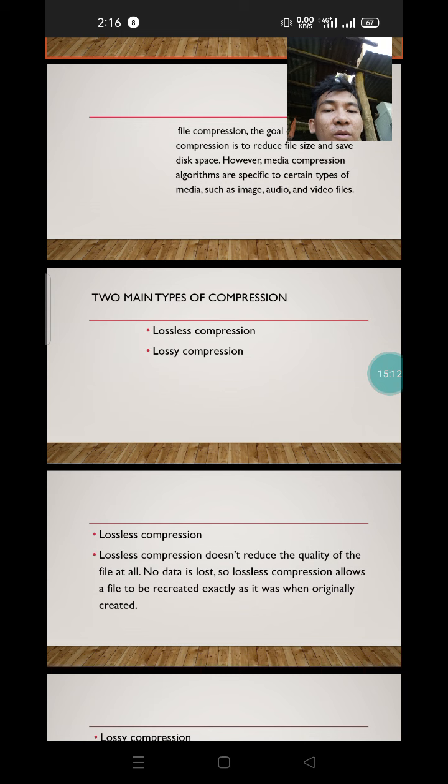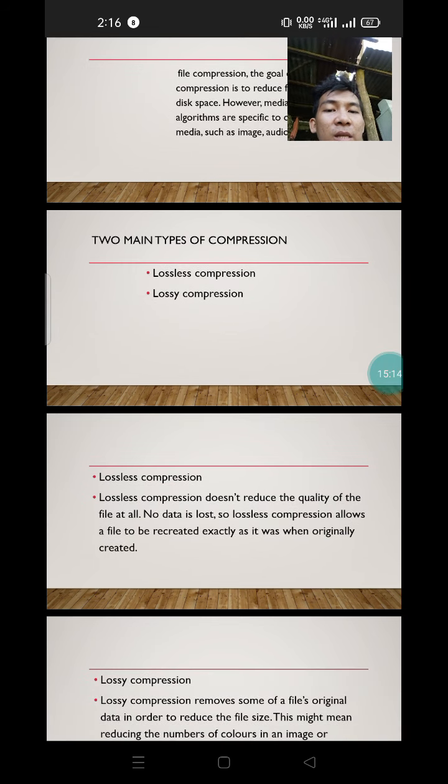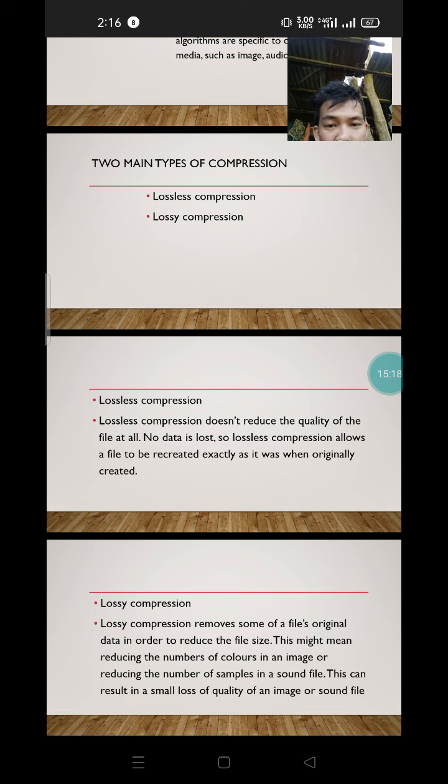Two main types of compression: lossless compression and lossy compression. Lossless compression doesn't reduce the quality of the file at all. No data is lost, so lossless compression allows a file to be recreated exactly as it was when originally created.